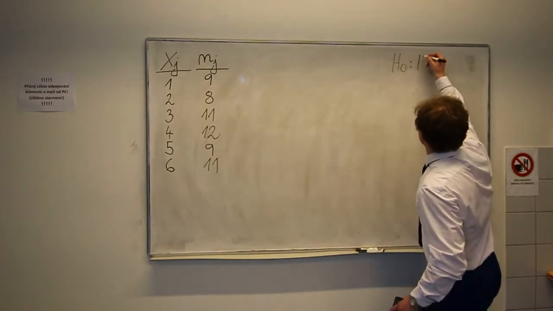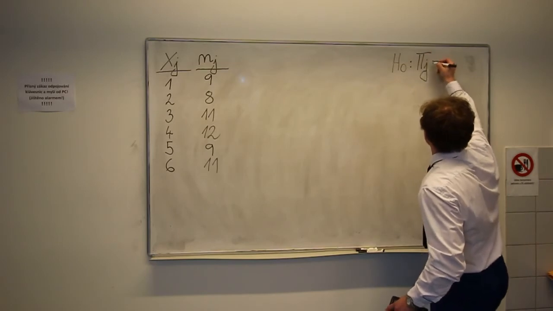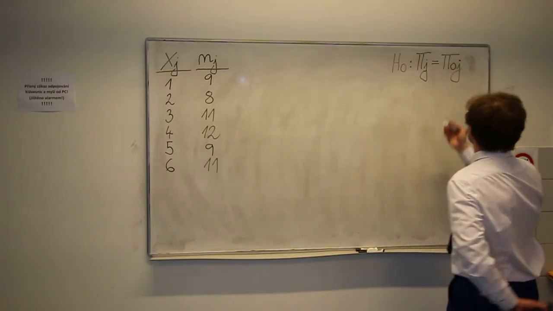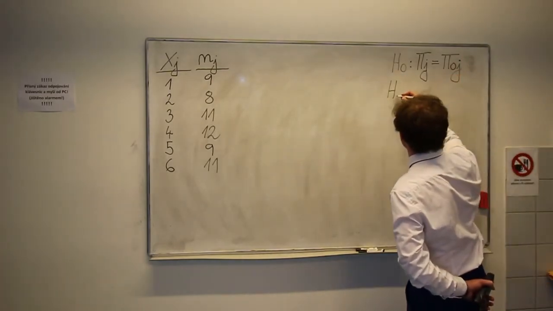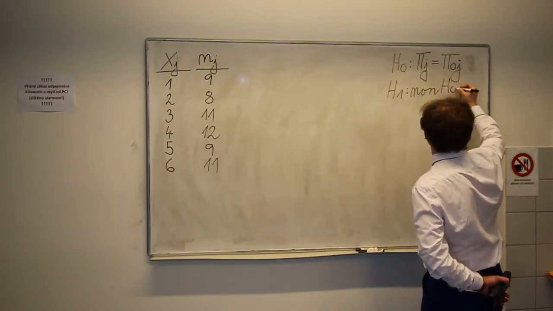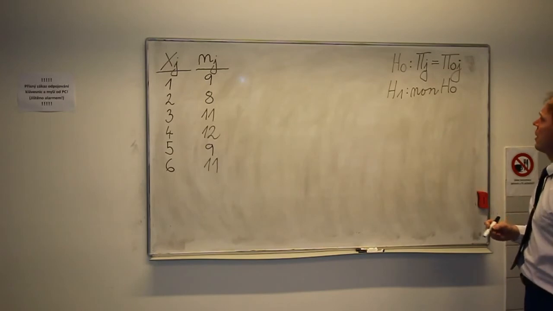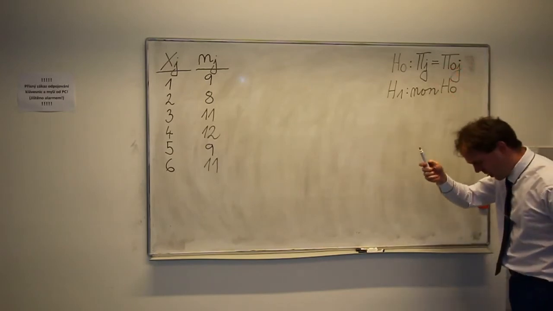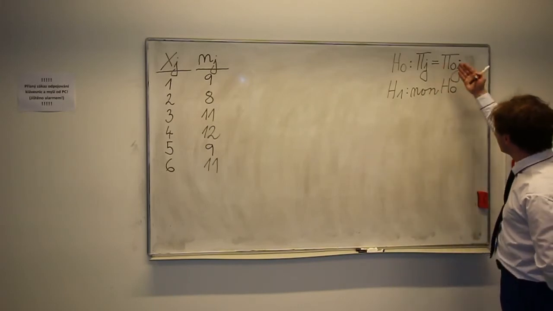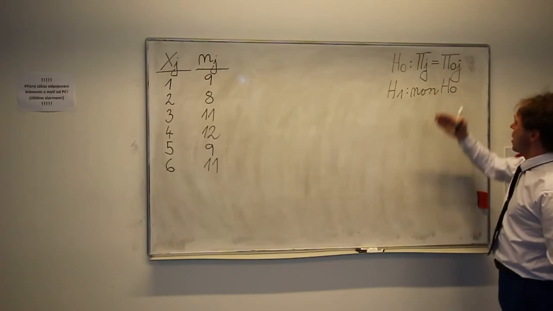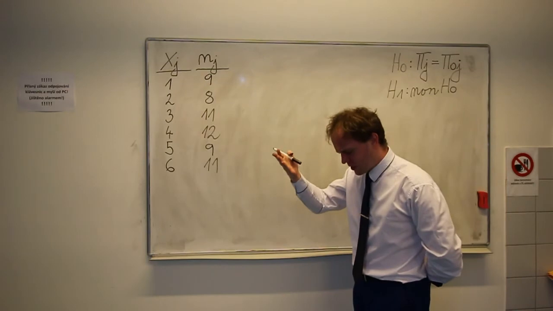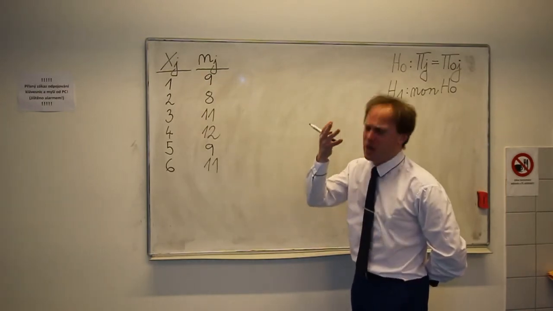H0 claims Pj is equal to P0j. Alternative hypothesis H1 is non-H0. So what is written here? Relative empirical frequency is equal to theoretical relative frequency, which should be here in this table in the case that the dice is alright, that the dice is independent.